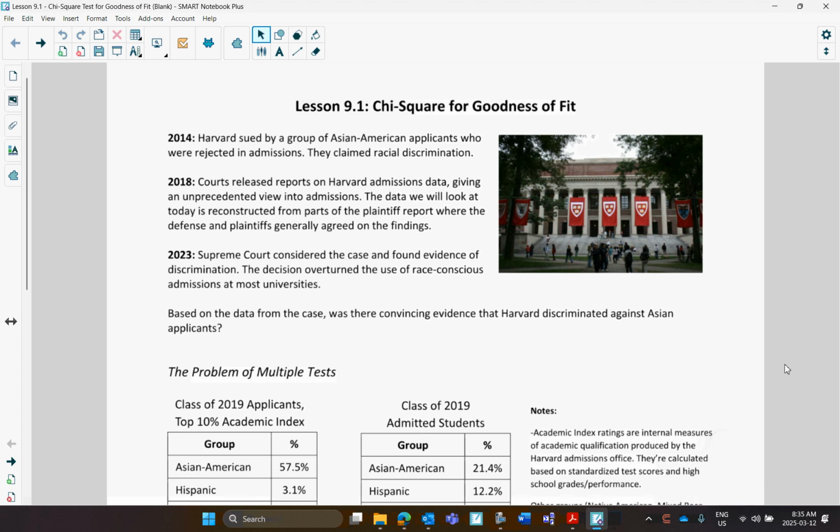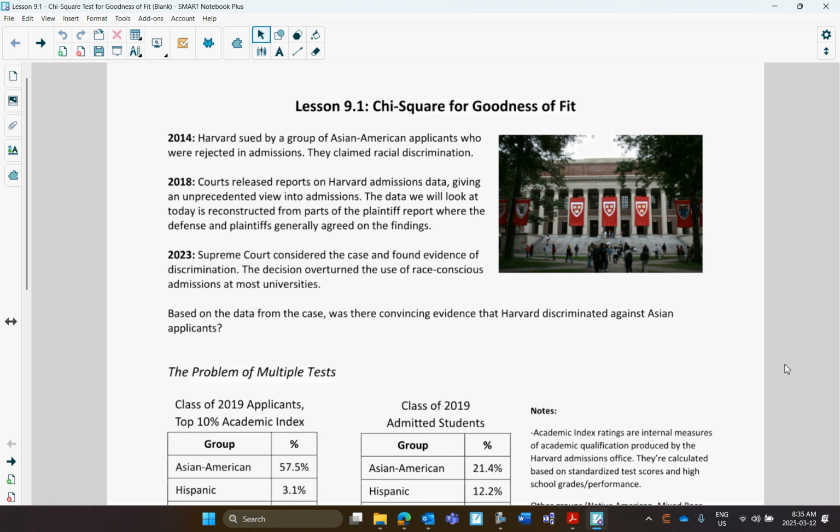Okay, last unit. It kind of relates to unit 3, when we talked about the relationship between two quantitative variables, but it involves testing. So the first thing we're going to look at is something called a chi-square test for goodness of fit.